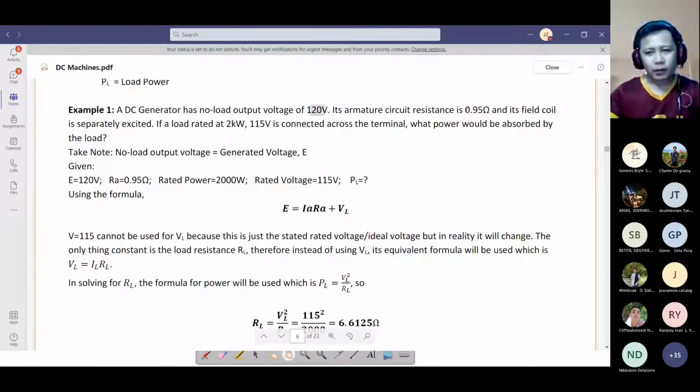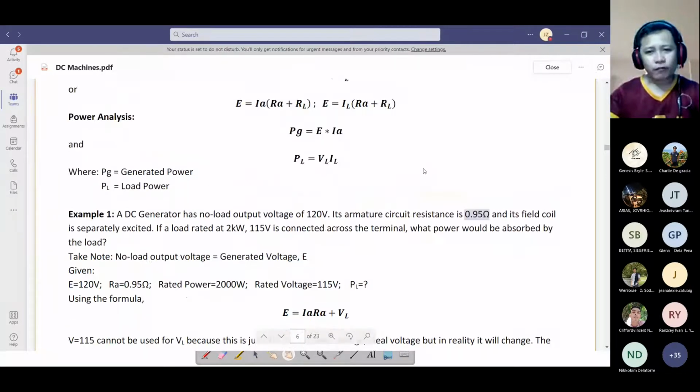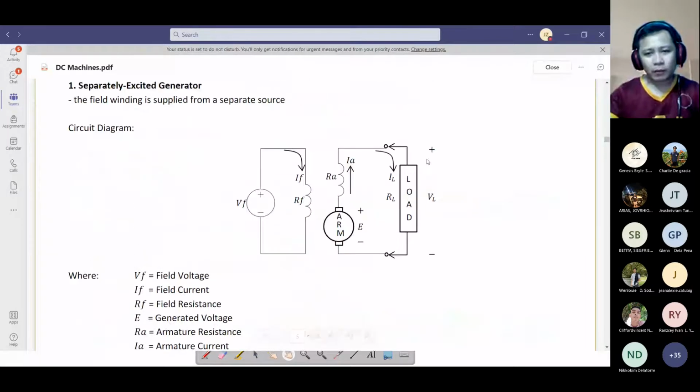You have the armature circuit resistance, or RA, of 0.95. If you can recall the circuit, for a separately excited generator you are not going to consider the field winding. You only consider the armature side going towards the load.